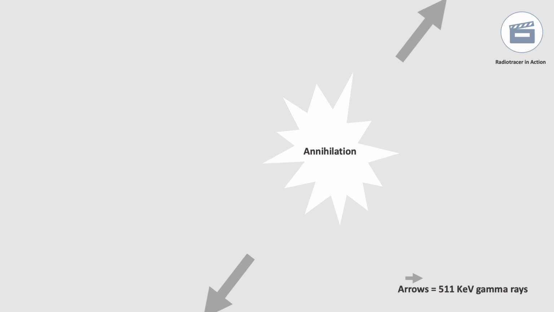In reality, not all the photons reach the detectors, leading to a reduction in the signal intensity. The reduction of signal intensity is called attenuation and depends on the tissue thickness between annihilation site and detector.